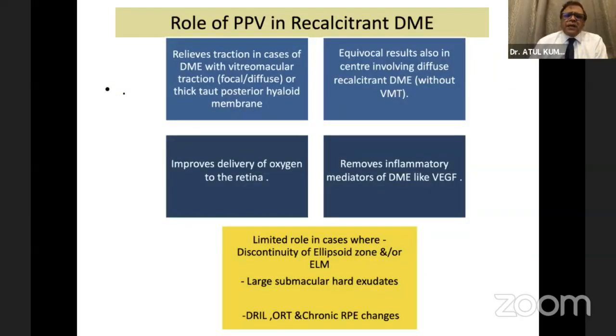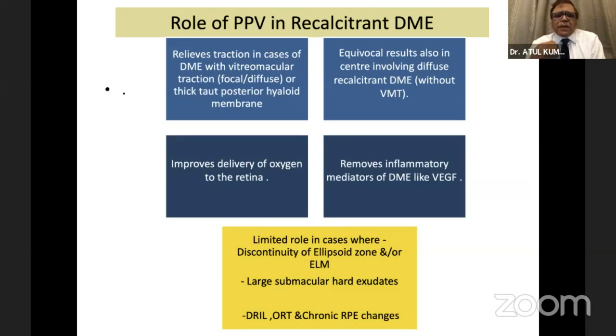So the role of PPV in recalcitrant edema is very limited. You don't have to resort to surgery for DME till such time that you're dead sure that the patient will not improve with any of the available anti-VEGFs and lasers, and the patient's blood sugar, lipids and hypertension are properly controlled.